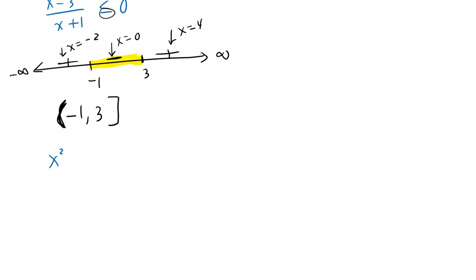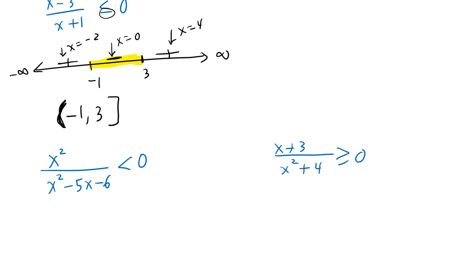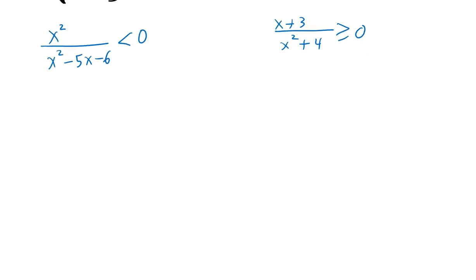Another example, say x squared over x squared minus 5x minus 6, and then let's say it's less than 0. Now we're going to look at another one, x plus 3 over x squared plus 4, bigger than or equal to 0. We're going to look at these two examples. So first, nothing can be done on the top, but the denominator I can factor as x minus 3, x minus 2.